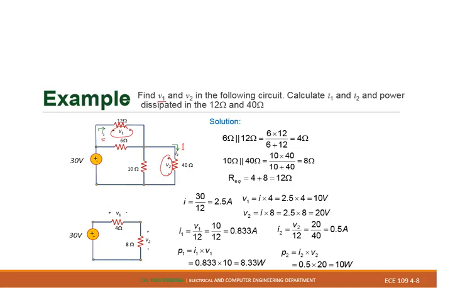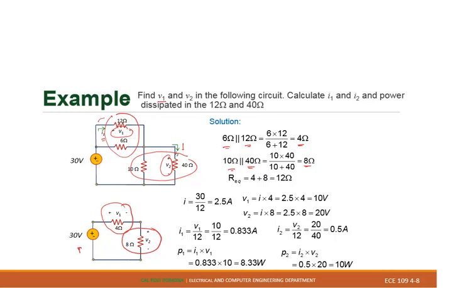First of all, when you look at the circuit, these two resistors are parallel, so we can find the equivalent of that one. These two resistors are also parallel, so we can find the equivalent of that one too. That's why I show 6 ohms parallel to 12, which gives you 4 ohms. The other one is 10 ohms parallel to 40, which gives you 8 ohms. After we put them together, we have one resistor right there and one resistor right there.